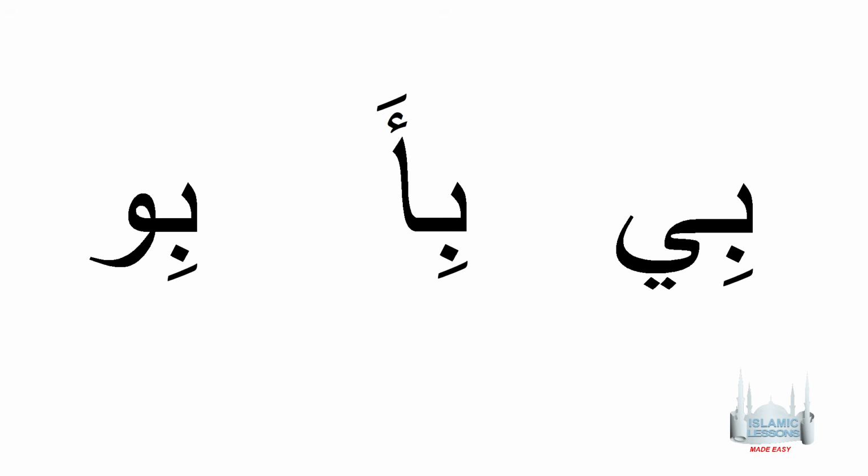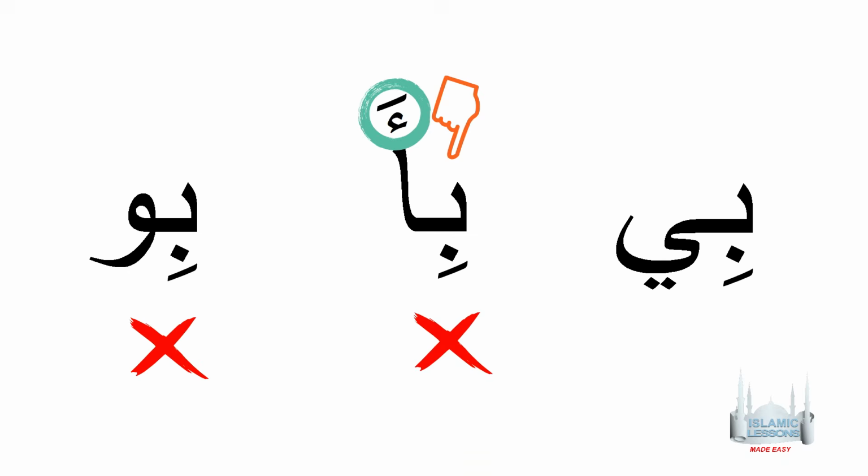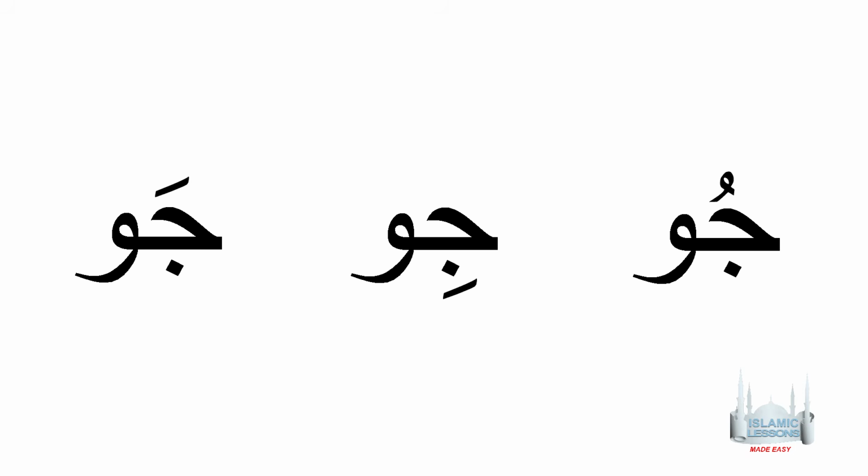Let's see these examples. Which one do you think is the long vowel? It can't be this because the letter before the vowel doesn't have a dhamma. It can't be this one because the alif has a mark on it. It's this one. The long vowel ya has a kasra before it. It reads Bii and not Bi. Bii.